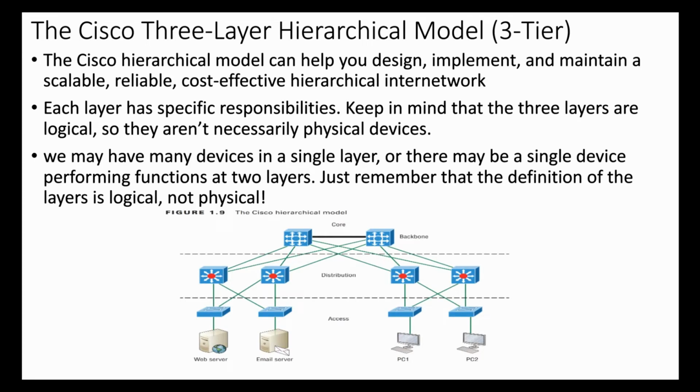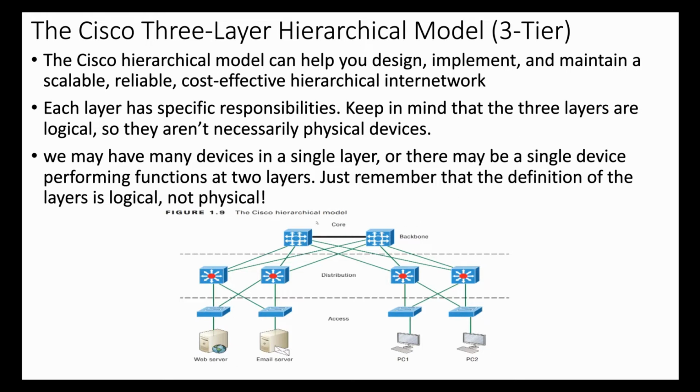The Cisco three-layer hierarchy model, three-tier. The Cisco three-layer hierarchy model is also called three-tier. The Cisco hierarchical model can help you design, implement, and maintain a scalable, reliable, cost-efficient hierarchical internetwork. Each layer has specific responsibilities. Keep in mind that the three layers are logical, so they aren't necessarily physical devices. We may have many devices in a single layer, or a single device performing functions at two layers. Just remember that the definition of layers is logical, not physical.